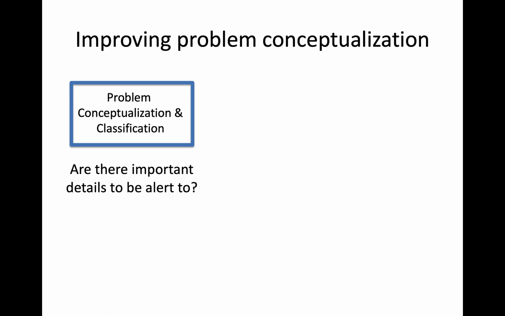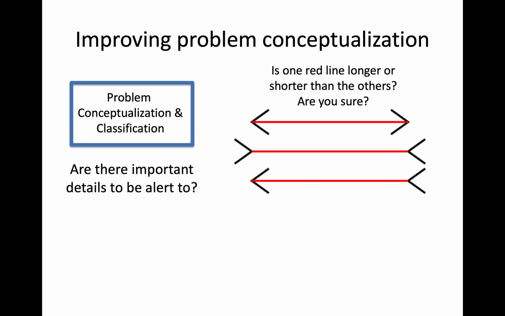Now, if we're seeking to improve this step right here of problem conceptualization and do better with that particular first step, another important detail to consider is in the question itself: are there particular characteristics or details that it's especially important to be alert to? To ask you something not chemistry related, consider this question right here. Is one red line longer or shorter than the others? And are you sure of your answer?